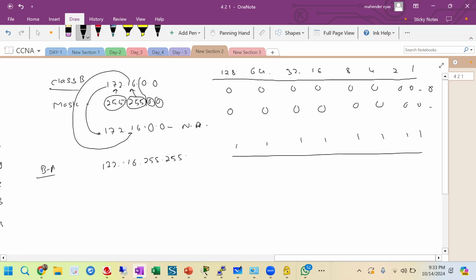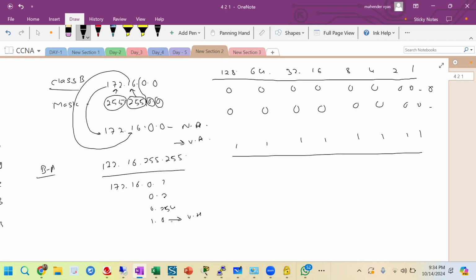In between this, what are the valid addresses we have now? Here the valid addresses will be different. The calculation is not different, but how you write it would be different. The valid addresses will be 172.16.0.1, 0.2 till 0.254. Then again it will come like 1.0. This is also a valid host, not a network address, because anything from 0.0 to 255.255 would be a valid host. Again it will go 1.254, 1.255 also, then 2.0.